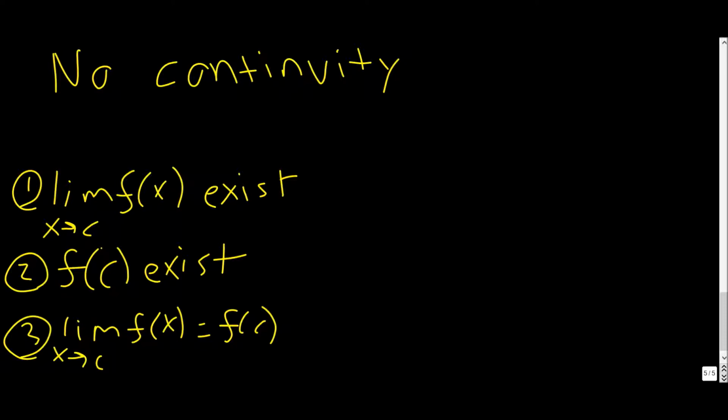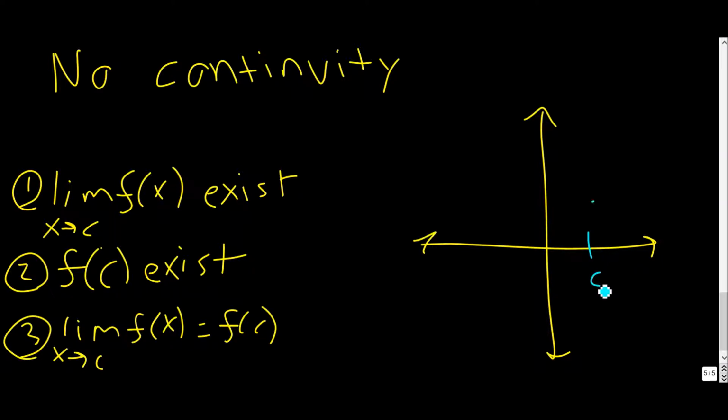Obviously, if we don't fit any of these, if the point doesn't exist at all, for example, if at C we have a hole, we don't have any values at C, then we can't be continuous. We're not allowed to be continuous. So that's something that needs to happen.